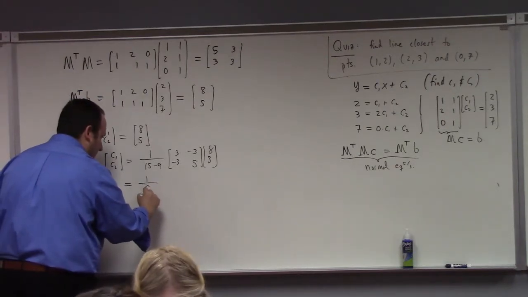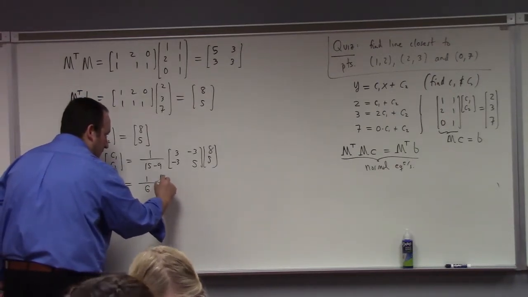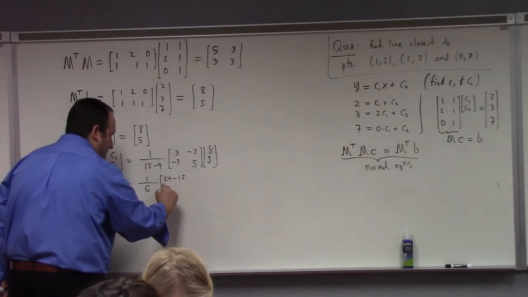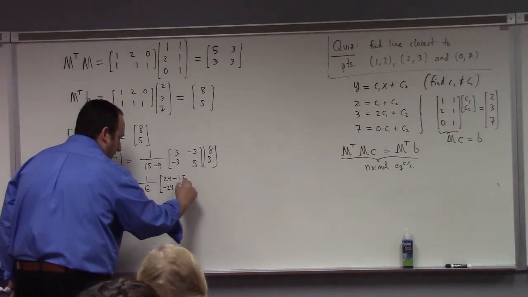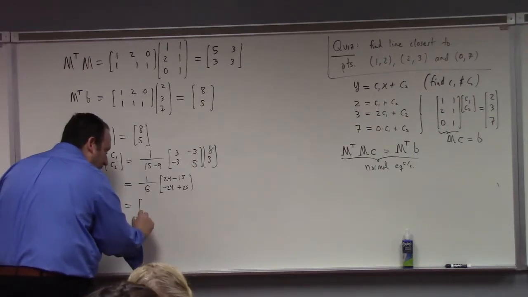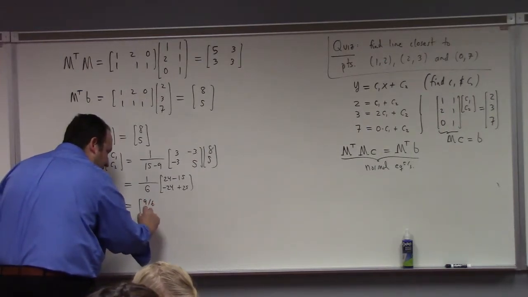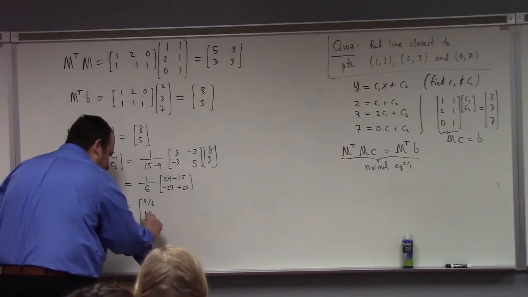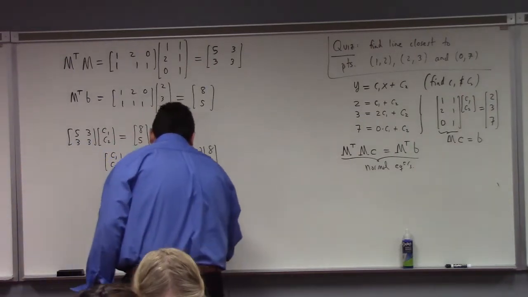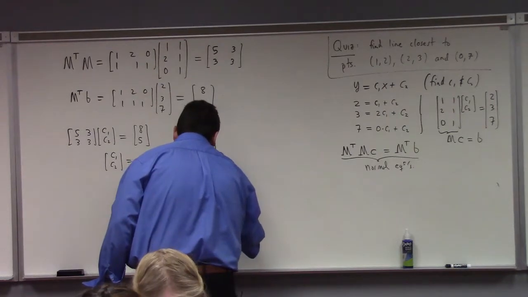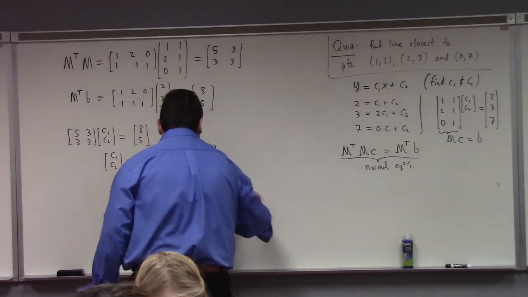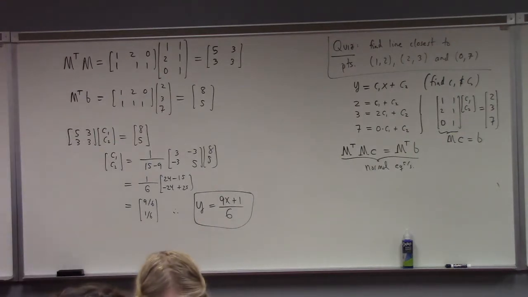So multiply by the 2 by 2 inverse. I get 1 over 6 times (24 minus 15, minus 24 plus 25), which gives 9/6 and 1/6. Therefore, y equals 9x plus 1 over 6. This is the line which is closest to those 3 points, if I haven't made an arithmetic mistake, which would be amazing.